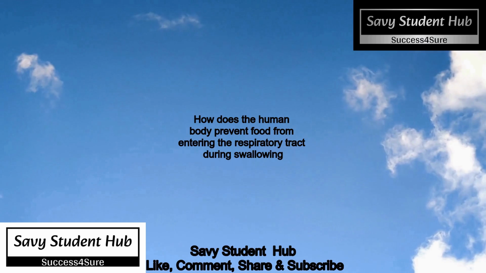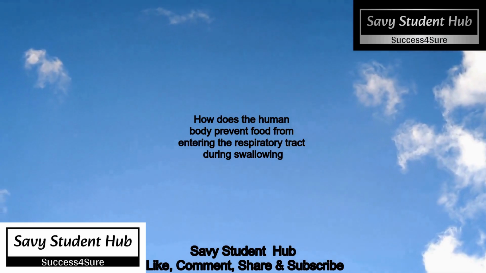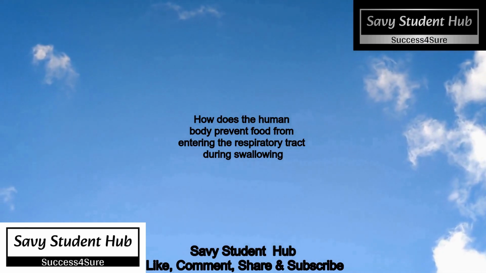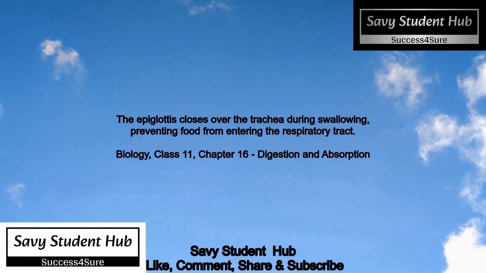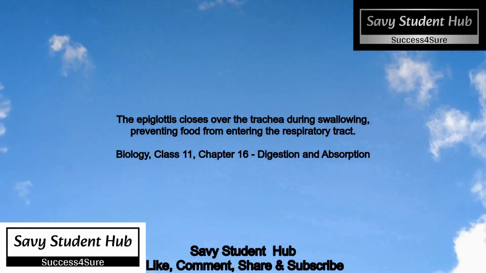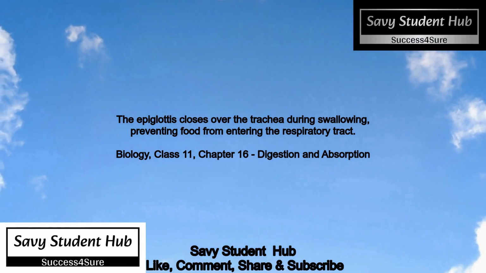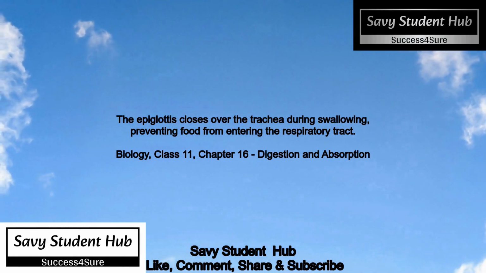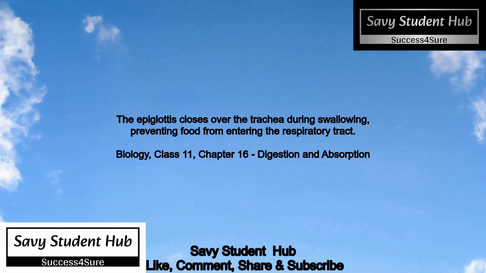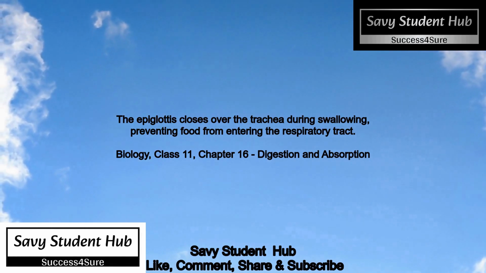How does the human body prevent food from entering the respiratory tract during swallowing? The epiglottis closes over the trachea during swallowing, preventing food from entering the respiratory tract.